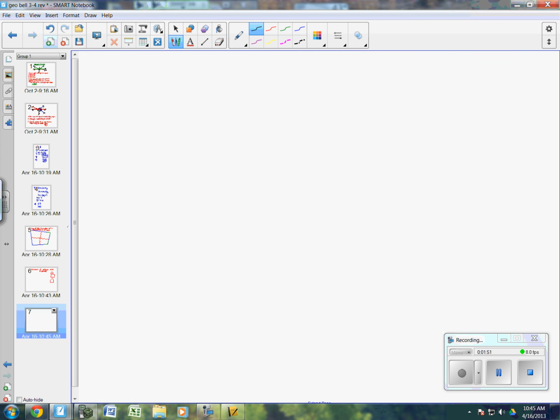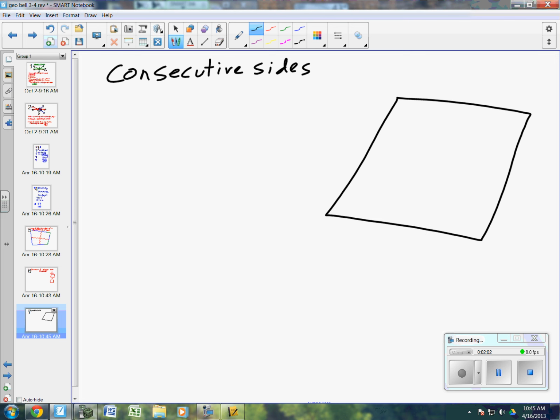Consecutive sides. Now, I want everybody on your paper to nice and neatly draw some kind of quadrilateral. Just as long as it has four sides, it doesn't matter what shape. It can be a square, it can be a rectangle. It doesn't have to be either one of those as long as it's a quadrilateral of four sides, okay? And we're going to call it A, B, C, and D. That's the name of the vertices, okay? So I am going to give you examples of consecutive sides.